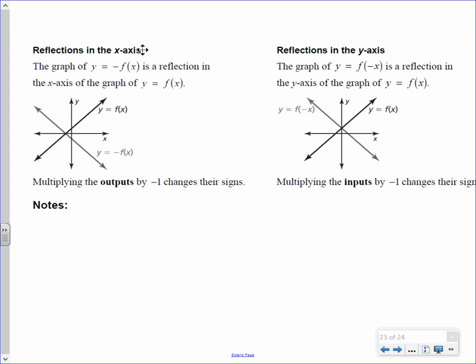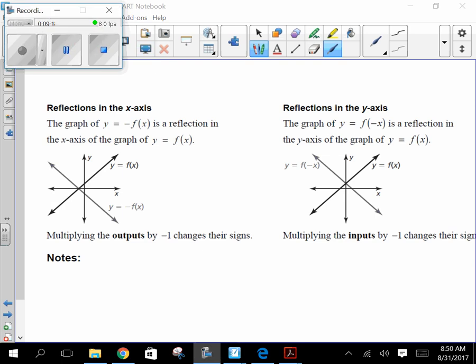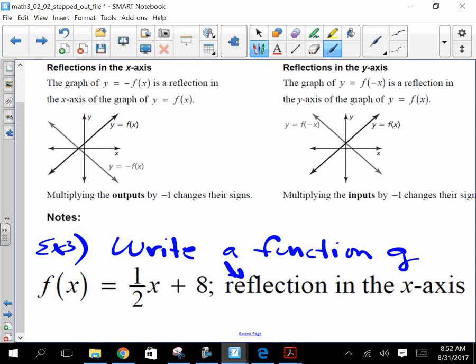So you turn the page over and you see this: reflections in the x-axis, reflections in the y-axis. Basically, this is summarizing everything we just talked about. And let's get into an example now.